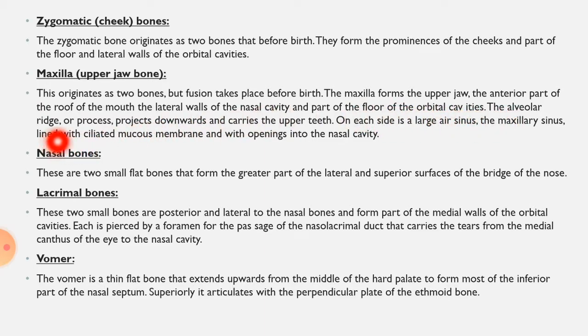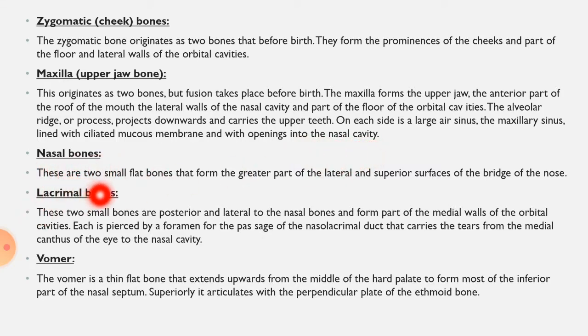The alveolar ridges or processes project downwards and carry the upper teeth. On each side is a large air sinus, the maxillary sinus, lined with ciliated mucous membrane and with openings into the nasal cavity. Once again, because this is a paranasal sinus, it will definitely open into the nasal cavity.